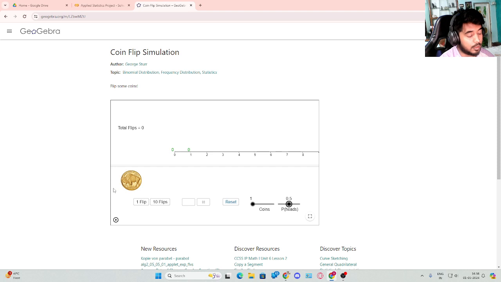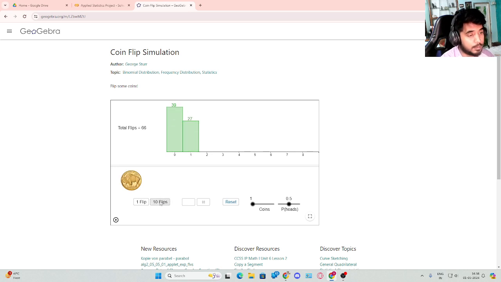So let's start with the experiment. We select 1 coin and 0.5 probability of heads. So let's do 1 flip. It lands on 0, then 1, then again 0, then 0, then 4, 5. Then we start doing 10 flips, because for the law of large numbers to take effect, to explain it properly, we have to do a large number of trials.